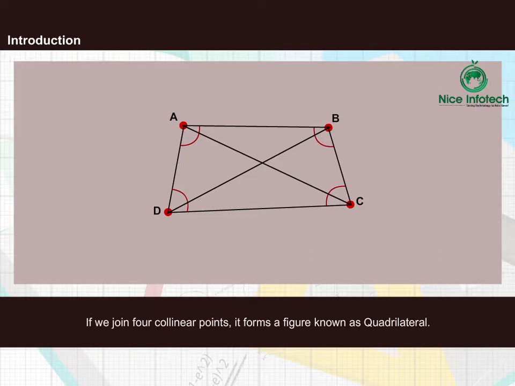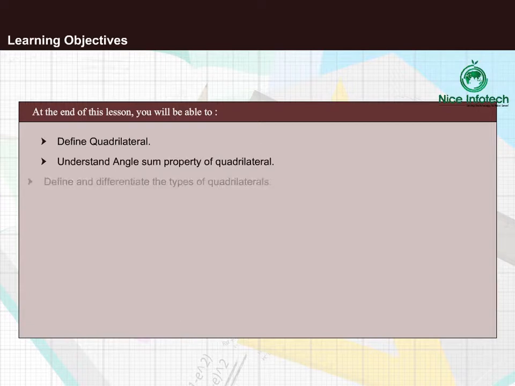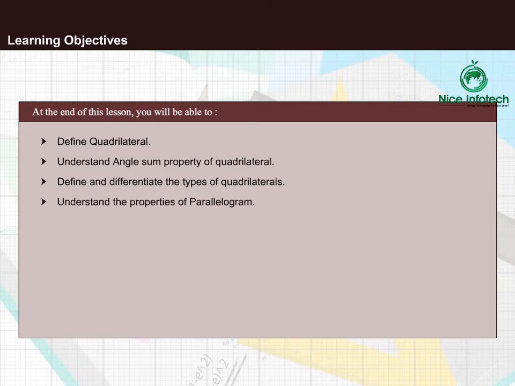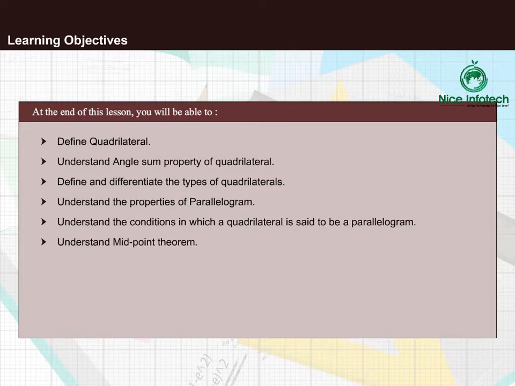Let's understand quadrilaterals in a descriptive way. At the end of this module, you will be able to define quadrilateral, understand angle sum property of quadrilaterals, define and differentiate the types of quadrilaterals, understand the properties of parallelogram, understand the conditions in which a quadrilateral is said to be a parallelogram, understand midpoint theorem.